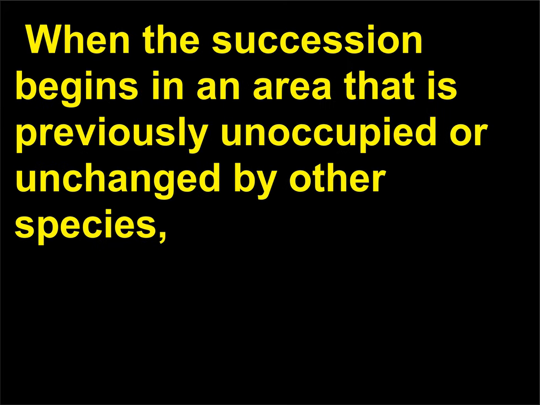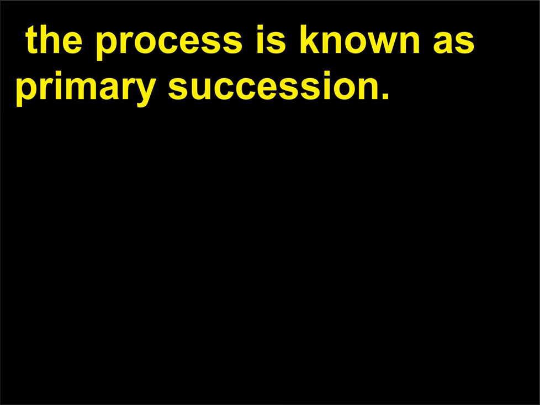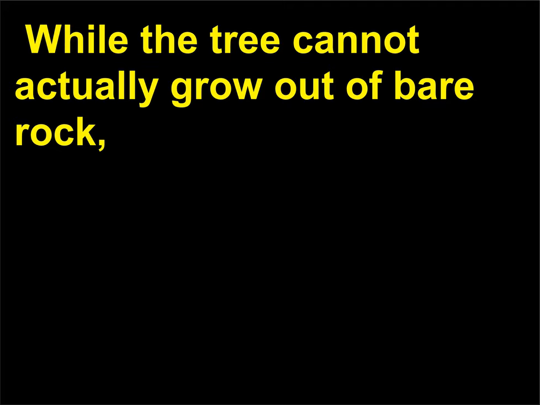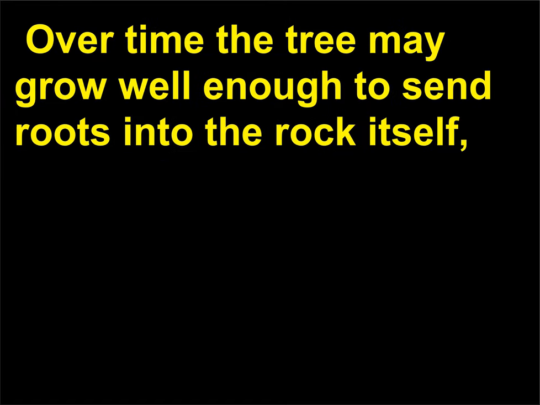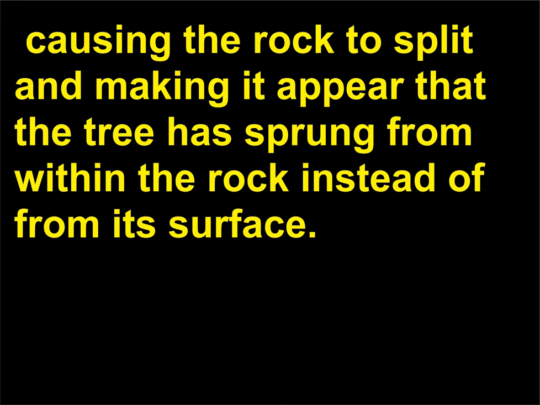When the succession begins in an area that is previously unoccupied or unchanged by other species, the process is known as primary succession. While a tree cannot actually grow out of bare rock, it can begin to grow from small amounts of soil and debris that collect in pockets of the rock. Over time, the tree may grow well enough to send roots into the rock itself, causing the rock to split and making it appear that the tree has sprung from within the rock instead of from its surface.